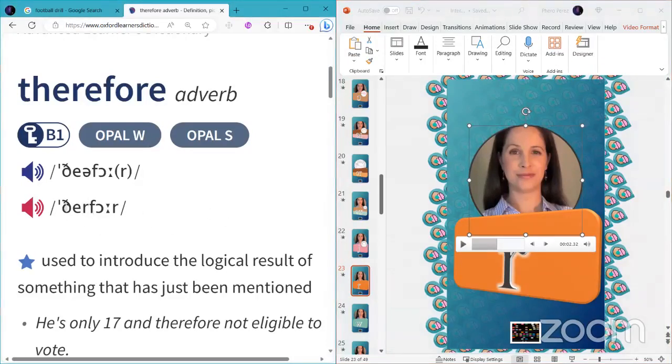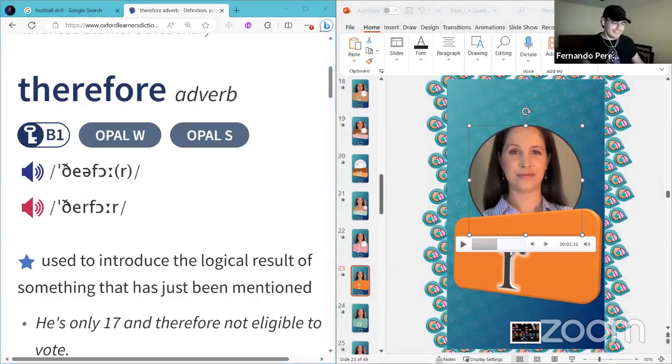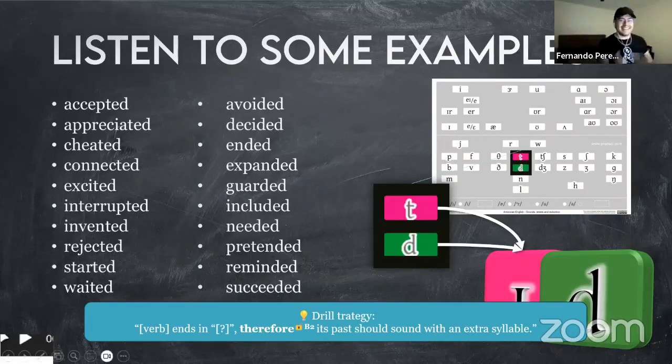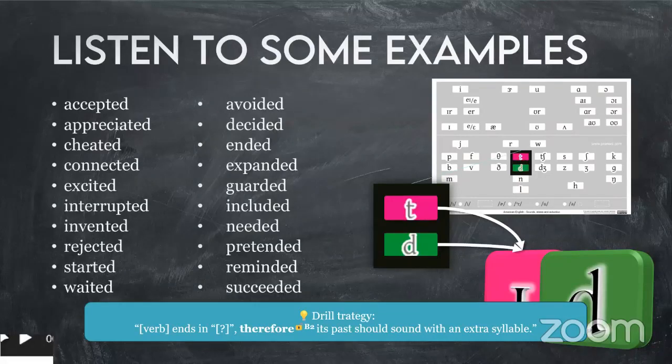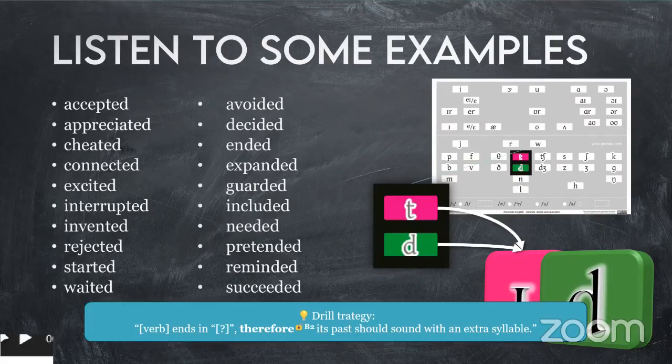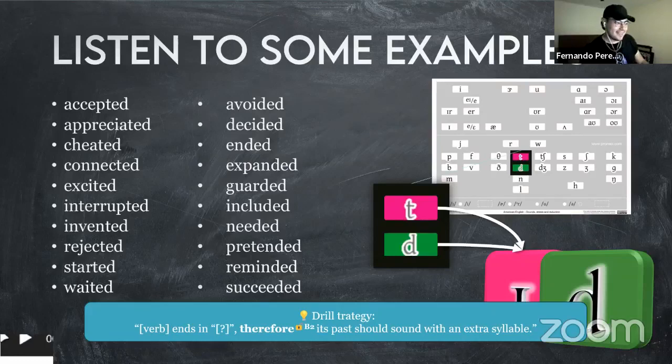Therefore. Excellent. So one more time. Therefore. Okay. Appreciate ends in T. Therefore, its past should sound with an extra syllable. Appreciate it. Excellent. This is a drill. Yes. Thanks. Very good.